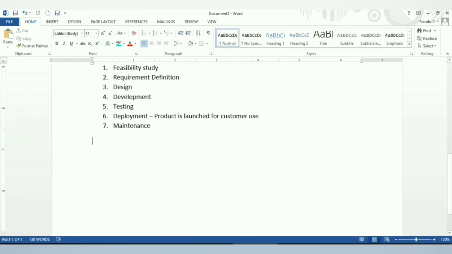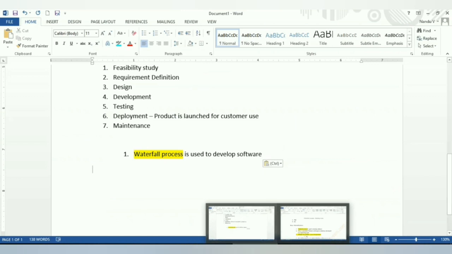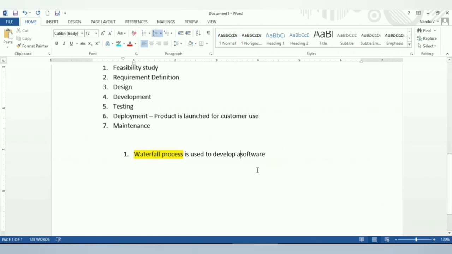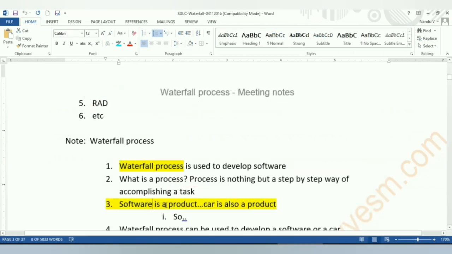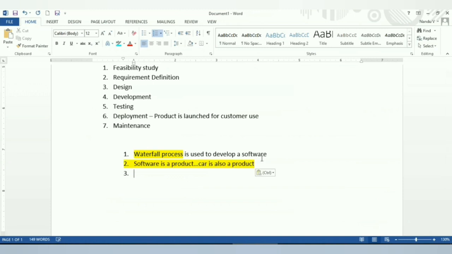So let's talk about waterfall, and the first step is feasibility study. What did we see? Waterfall is a process that is used to develop software. But we also said, the second point I made, is that software is a product. Let's say a car. You can also use the same thing. A building is also a product. So that means you can argue that the waterfall process can be used to develop a building or a car. We saw this earlier in the beginning of the demo class, right?